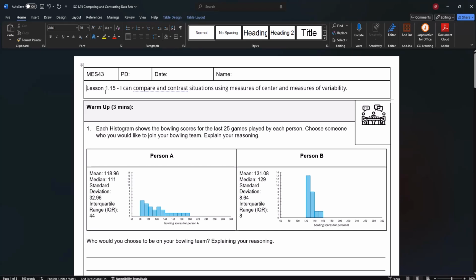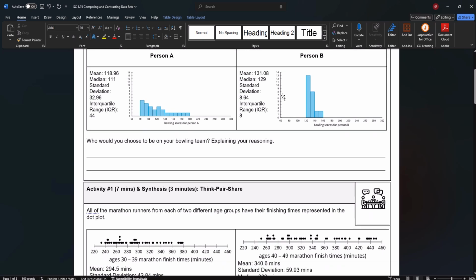Hello everyone, welcome back. Today we're going to be working on lesson 1.15 and our learning target for today is: I can compare and contrast situations using measures of center and measures of variability.